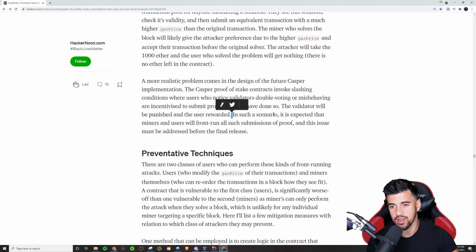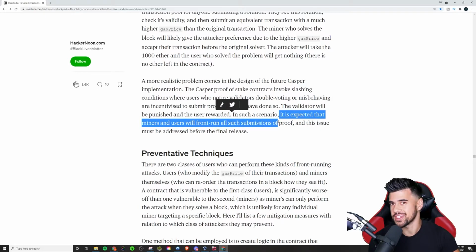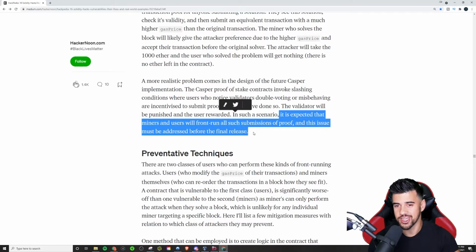But in this scenario, it's expected that miners and users will front run all such submissions of proof. Because you've got to remember, if you provide proof, you can actually front run the proof, right? And the issue must be addressed before final release.